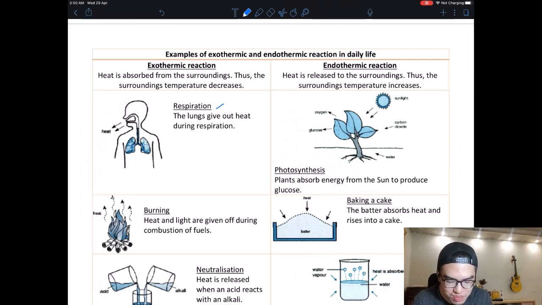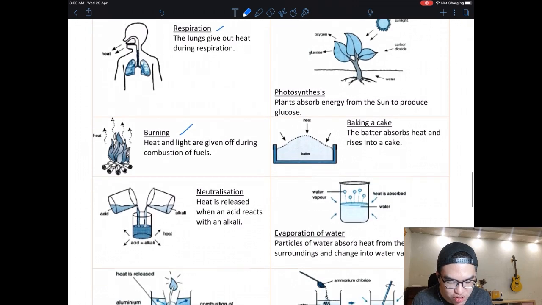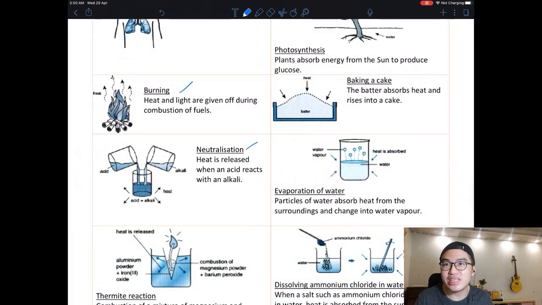What else? Burning. It releases heat. Common sense. Neutralization. You learned this last year. Neutralization is exo. Your cup is supposed to feel hotter, not as in boiling hot, but hotter.